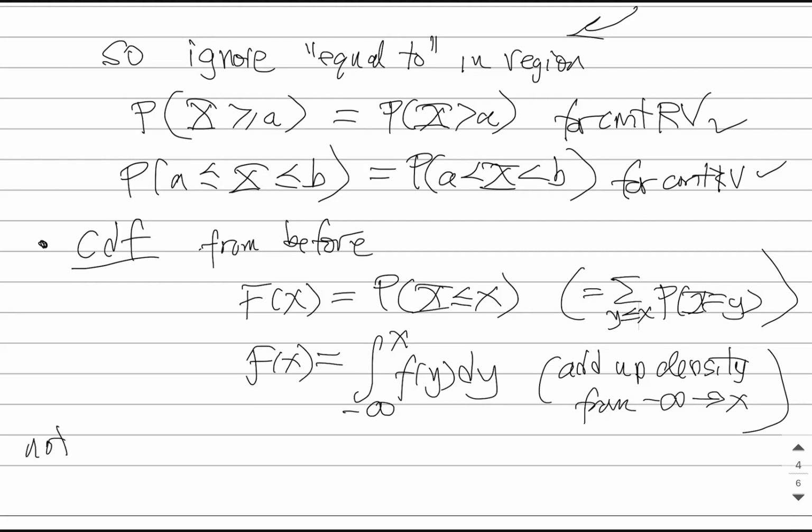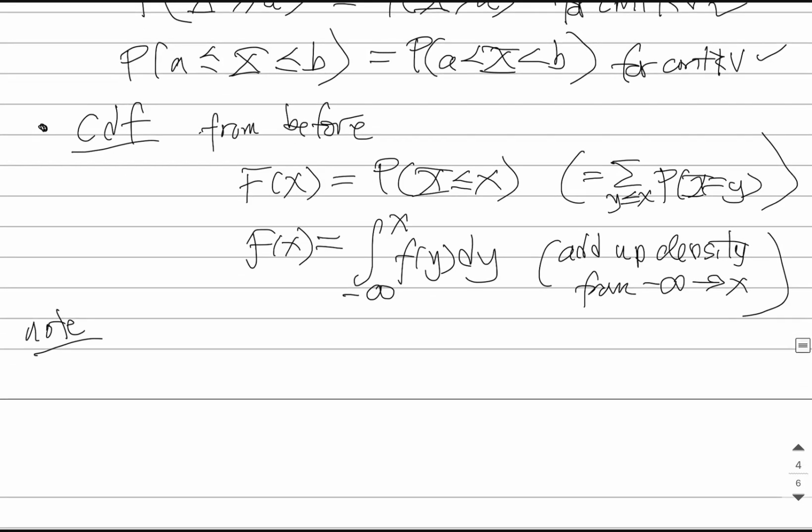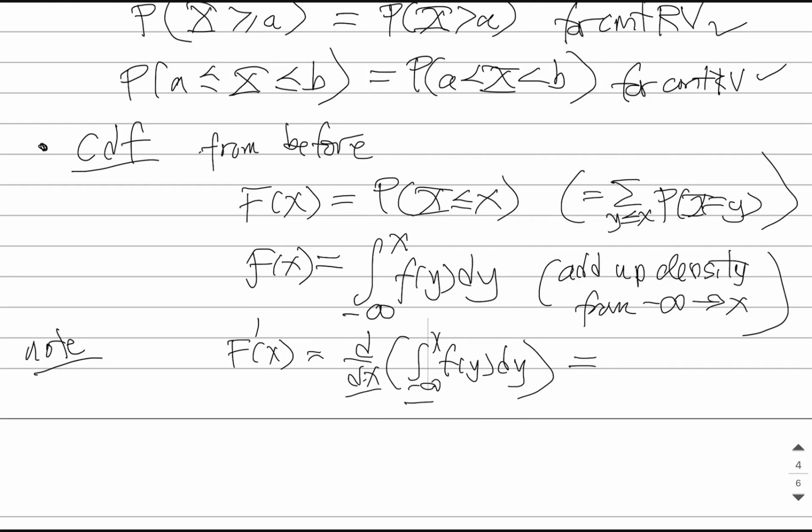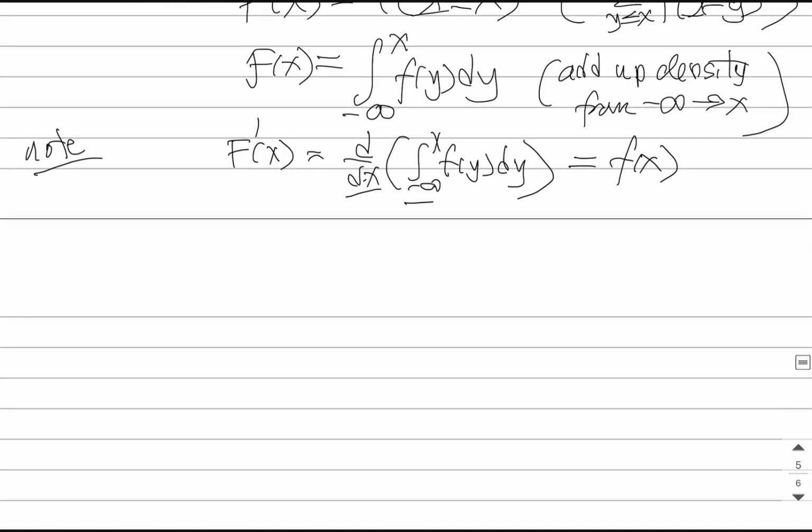Now note, from the fundamental theorem of calculus, this weird expression is just an antiderivative. This is one particular antiderivative. So if we were to take the derivative of both sides of this expression, just like you should have learned in calculus, the derivative and the antiderivative should cancel out, and you should just get back your density. That's really important. So why do we need a CDF?